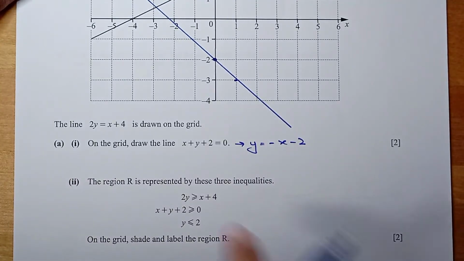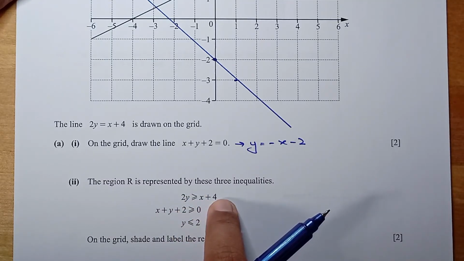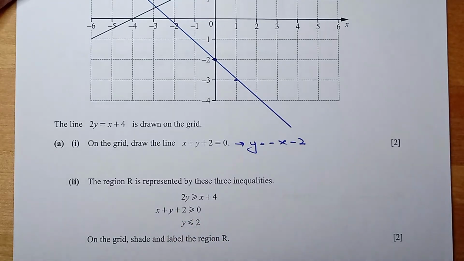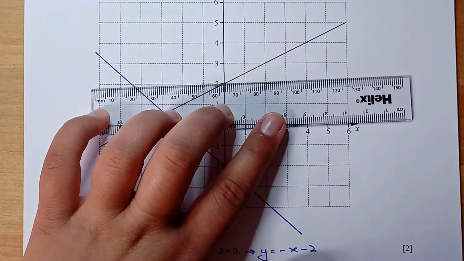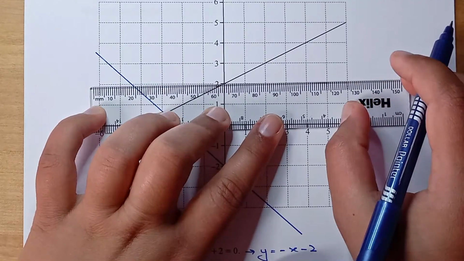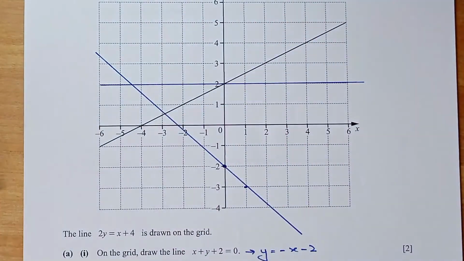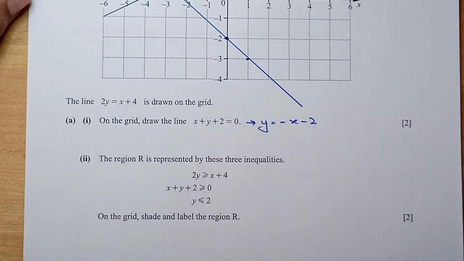The first is 2y is greater than or equal to x plus 4, then x plus y plus 2 is greater than or equal to 0, and y is less than or equal to 2. So first we need to draw y equals 2. So y equals 2. This is the line y equals 2. So we need to, on the grid, shade and label the region R.